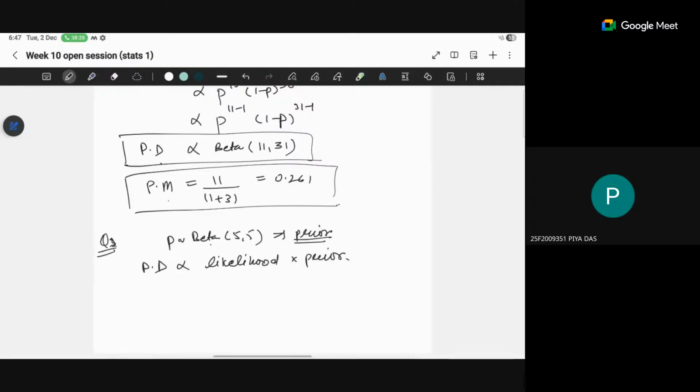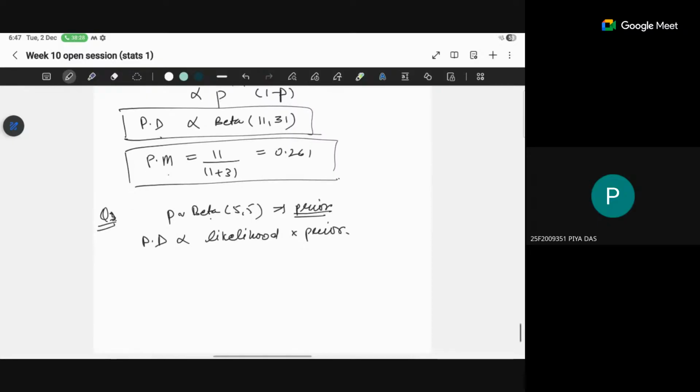So you guys dictate me all the steps. I've written the equation. For the posterior distribution, it is directly proportional to likelihood into prior. Now you guys tell me, what is my likelihood here? It will be the same only. P raised to 10 into 1 minus P raised to 30. Yes, the power of P will be 10.